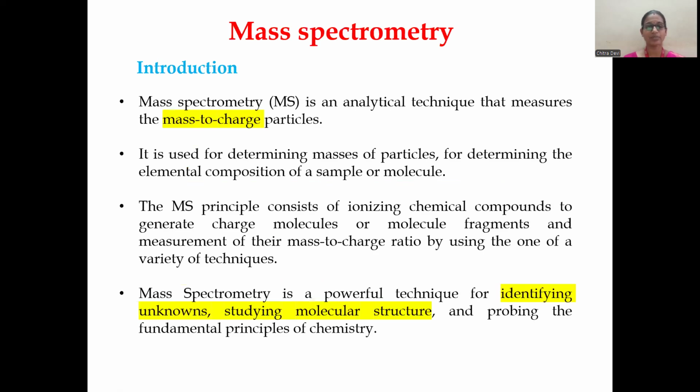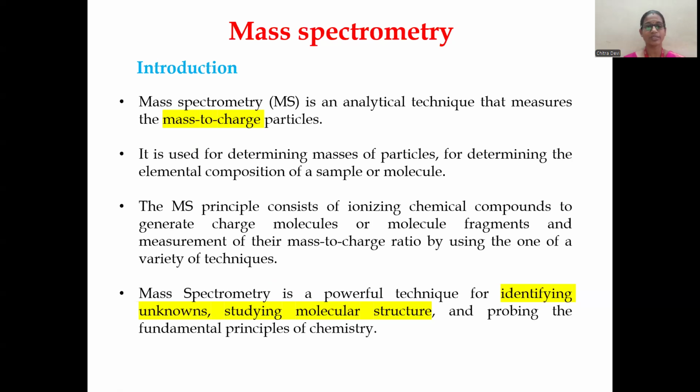So what is mass spectrometry? It is an analytical technique which is used to measure the mass to charge ratio of the particle. Okay. So this is the technique which will help us to identify the unknown structure of a compound or study the molecular structure of a compound. Here it is used to determine the mass of the particle and also the elemental composition of the molecule or a sample.